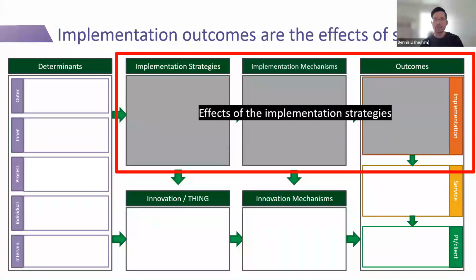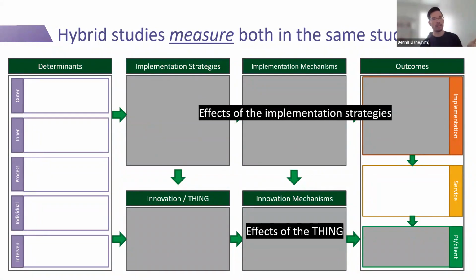And of course, we had a reading on hybrid studies. Hybrid studies measure both in the same study. So you will have outcomes related to implementation and strategies, and you'll have outcomes related to the effects of the thing. Hybrid type 1s will have more effectiveness outcomes in the study. Hybrid type 3s will have more implementation outcomes in the study. I think that the key thing to remember is that both sets of outcomes always exist in any study that you're doing. You might just not be measuring them in your study. So a pure effectiveness study has implementation outcomes in the background, and a pure implementation study has effectiveness outcomes in the background. You just are not measuring them.